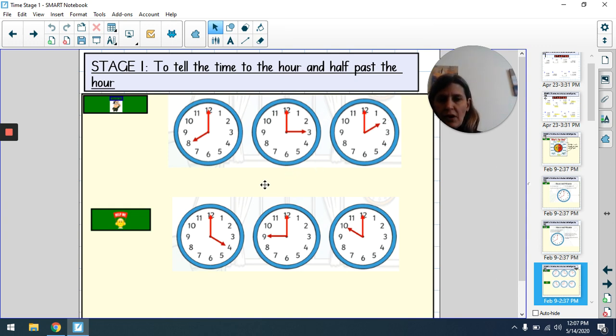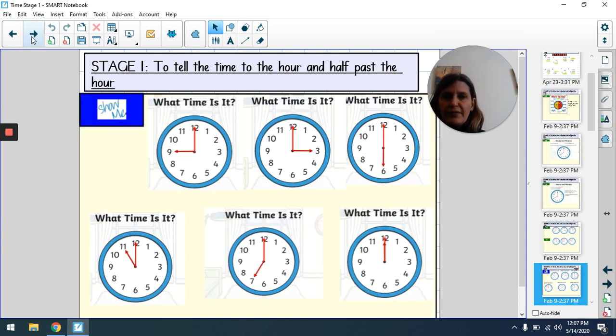Right, you have a go at the 3 down below. Pause the film when you need to, and then restart it when you're ready. 4 o'clock. 9 o'clock. 10 o'clock. Here are some for you to have a go at, so pause the film when you're ready.